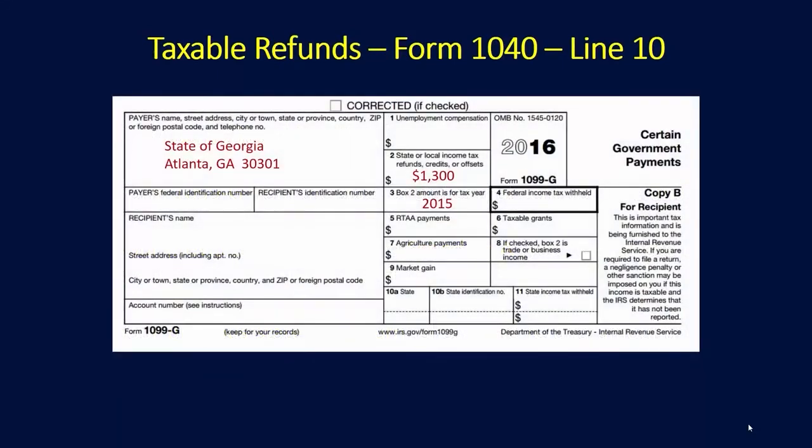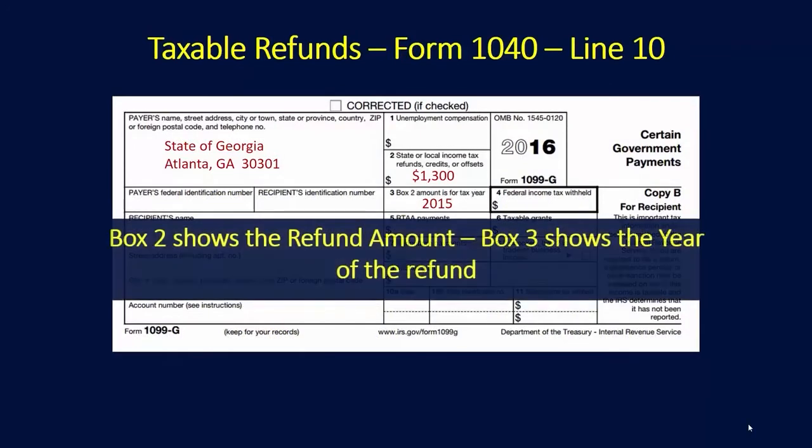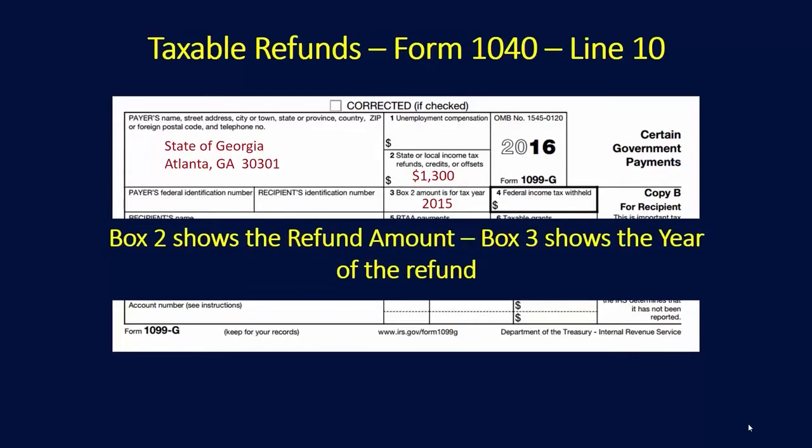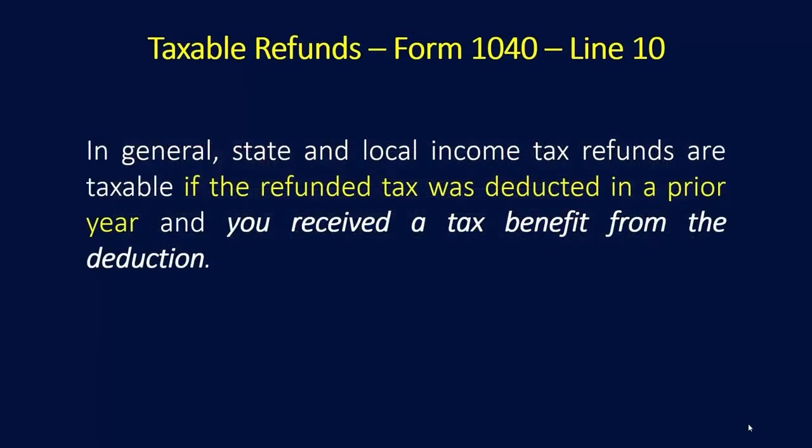Here's a typical 1099-G. Box 2 shows the refund amount, and Box 3 indicates the year of the refund. So in general, state and local income tax refunds are taxable if the refunded tax was deducted in a prior year and you received a tax benefit from the deduction.